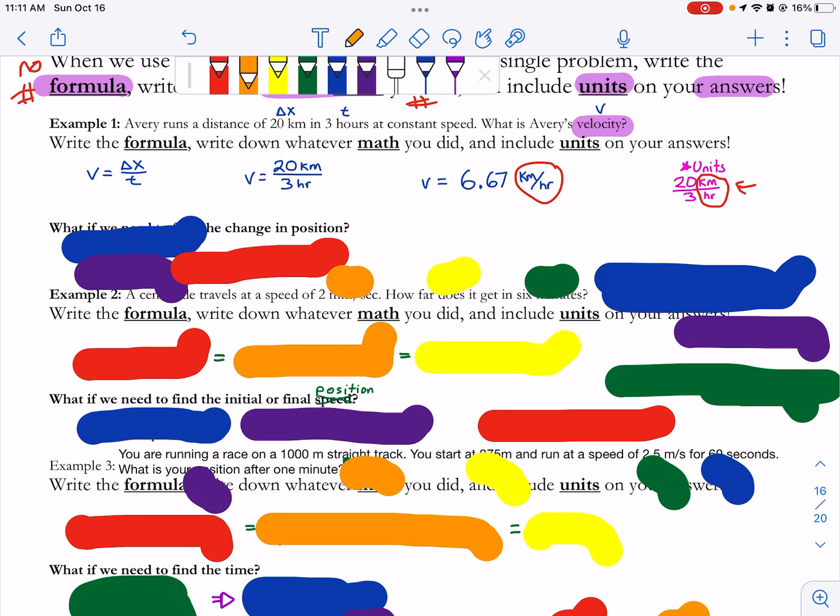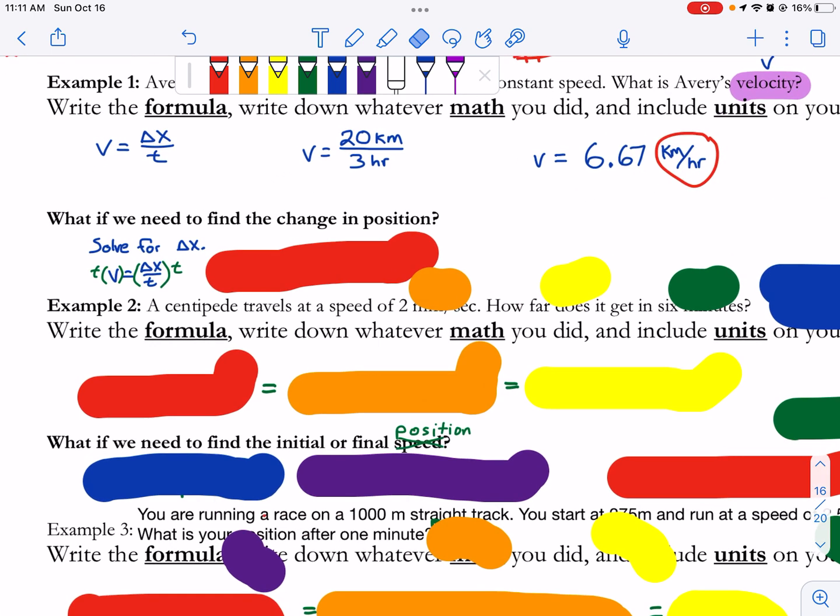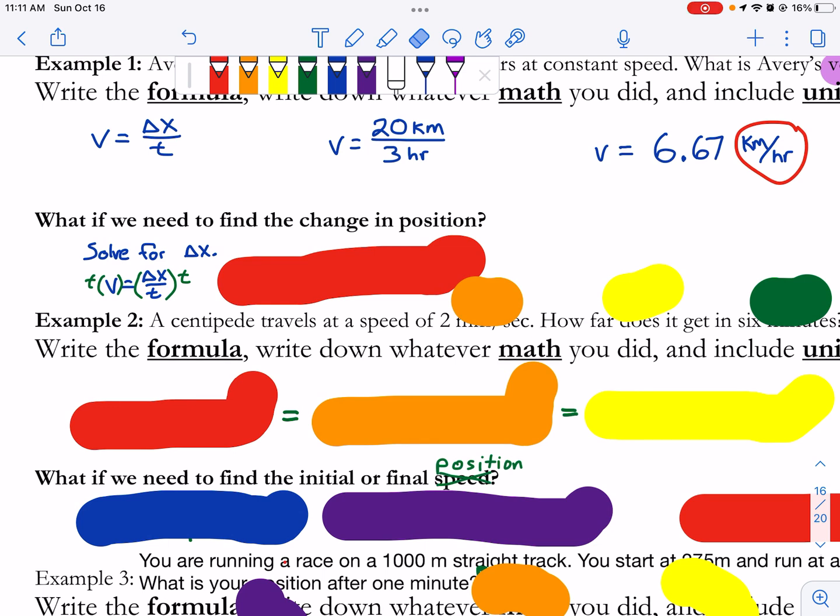So next we're going to look at what if we need to find the change in position, which I've covered up with my letters here. And so we're going to take our original equation and solve for the delta x. So we've got our v equals delta x over delta t, and what I've got to do is multiply by the t. So I've multiplied both sides by t by putting parentheses and then multiplying by t. What that's going to do is cancel out the t right here.